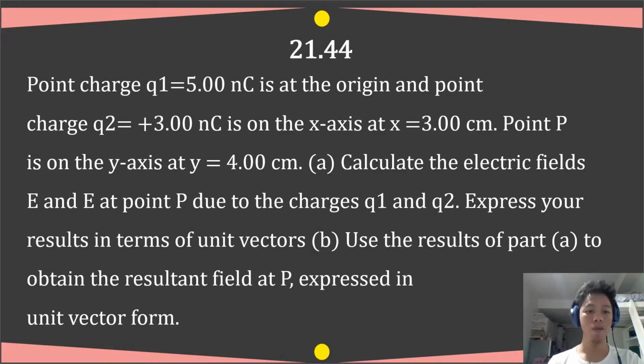Second problem. Point charge Q1 equals 5 nanocoulombs is at the origin, and point charge Q2 equals 3 nanocoulombs is on the x-axis at x equals 3 centimeters. Point P is on the y-axis at y equals 4 centimeters. A. Calculate the electric fields E1 and E2 at point P due to the charges Q1 and Q2. Express your results in terms of unit vectors. B. Use the results of part A to obtain the resultant field at P, expressed in unit vector form.